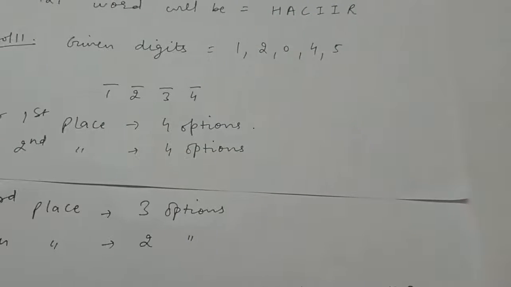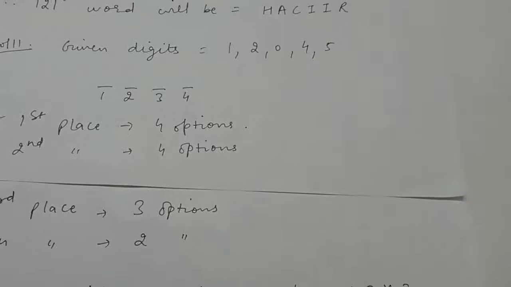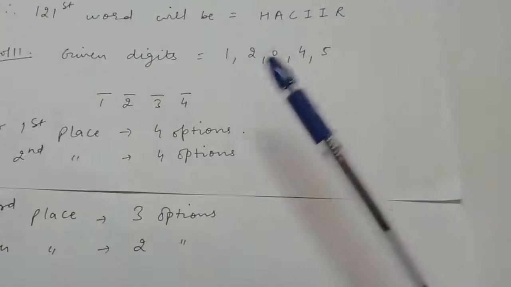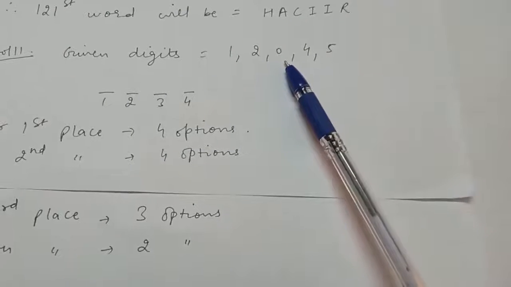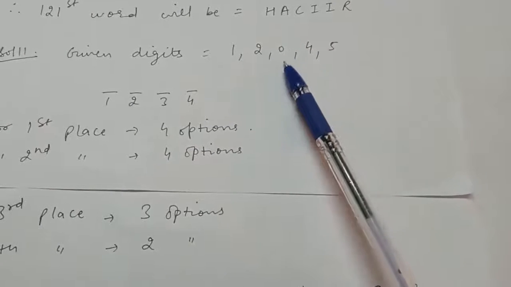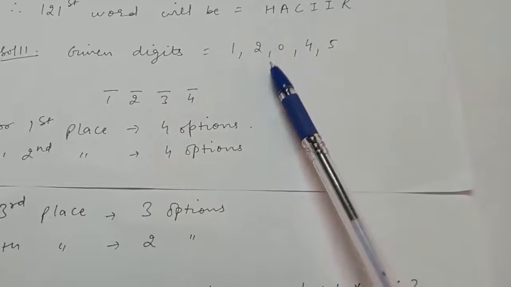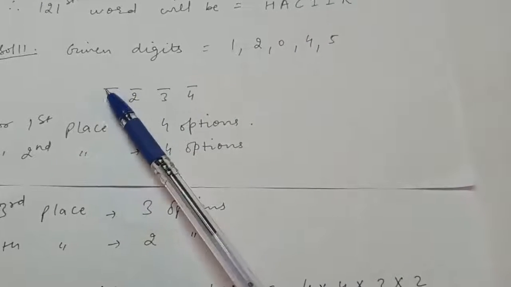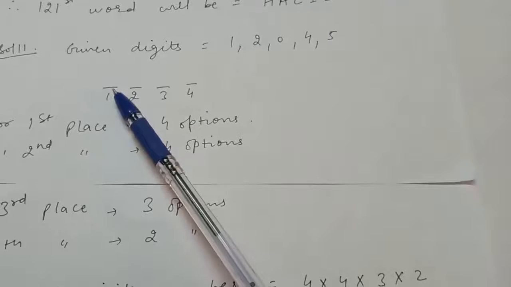Now question number 11 is how many 4-digit numbers can be formed from the digits 1, 2, 0, 4, 5. These are the given digits and we have to make a 4-digit number, right? And also it is given that digits cannot be repeated. Now for the first place, 0 cannot come. Except 0, any other digit can come here. So except 0, the rest are 4 digits. So the first place has 4 options, right?